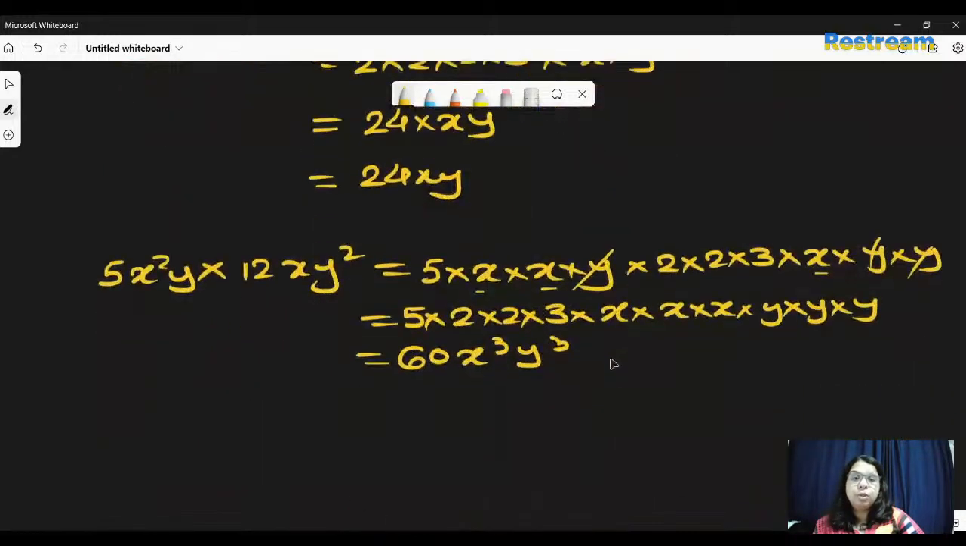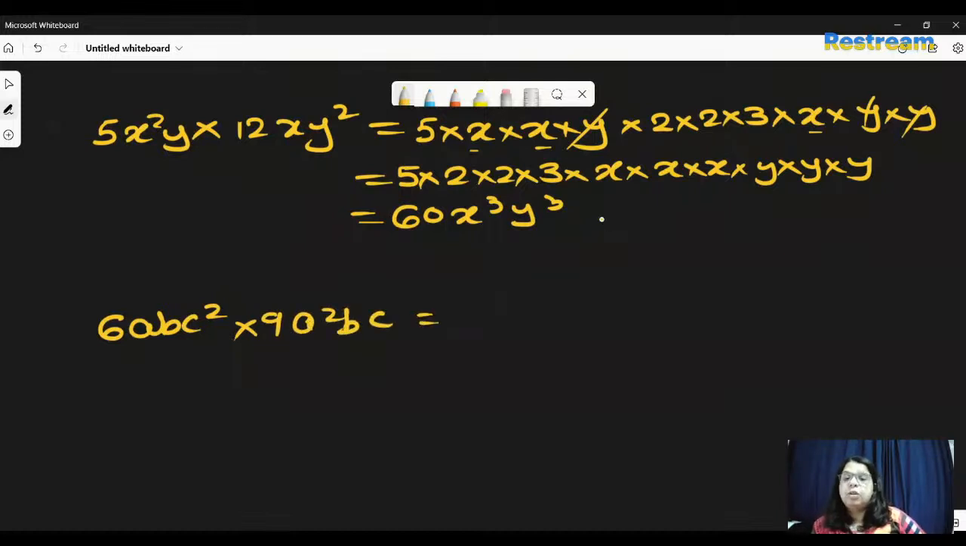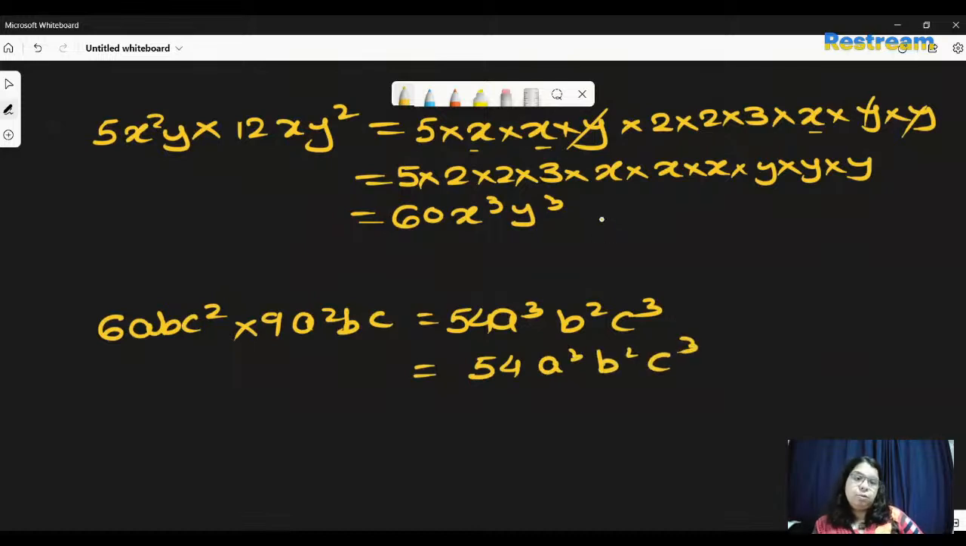Now what I am going to do is I am going to do it without factorizing. Okay, so let's say 6abc square multiplied by 9a square bc. Now 6 times 9 is 54. a times a square is a cube. b times b is b square. And c square times c is c cube. So your final answer is 54 a cube b square c cube.